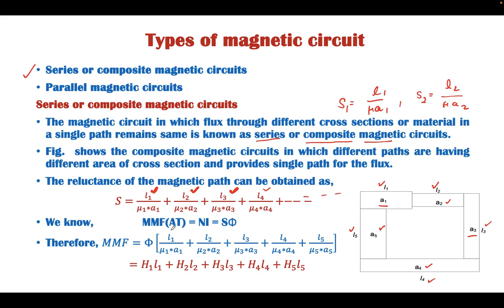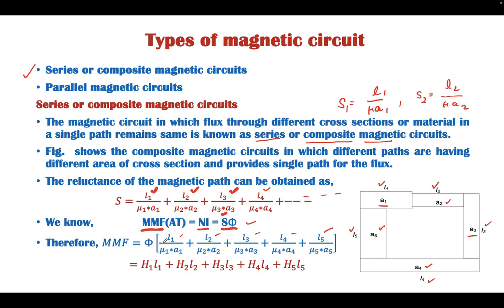Now, by definition, we know the magnetomotive force, that is MMF, is given by N into I, which is equal to S phi, where S is the reluctance and phi is the flux. From this equation, we can put the value of S over here. In a series circuit, the total reluctance of the path is S1 plus S2 plus S3 plus S4 plus S5. Therefore, putting the value of S1, S2, S3, S4 and S5.